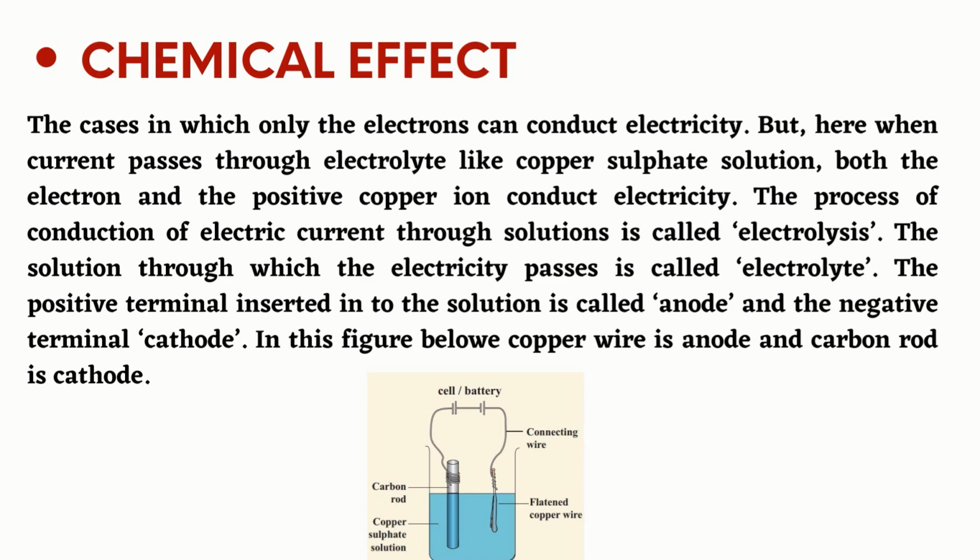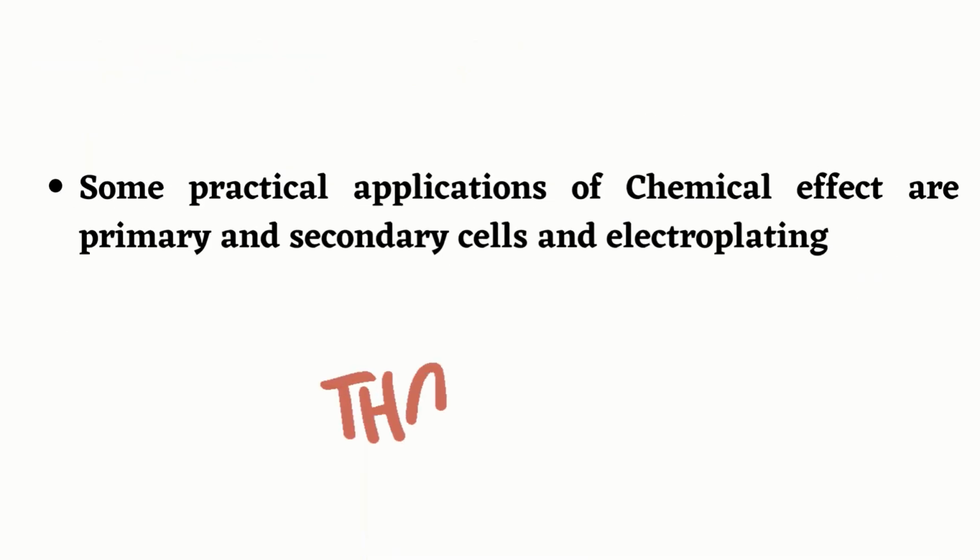The positive terminal inserted into the solution is called anode, while the negative terminal is known as cathode, as shown in the figure below. Copper wire is usually used as anode, while the carbon rod is usually used as cathode. Some practical applications of chemical effects are primary and secondary cells and electroplating.